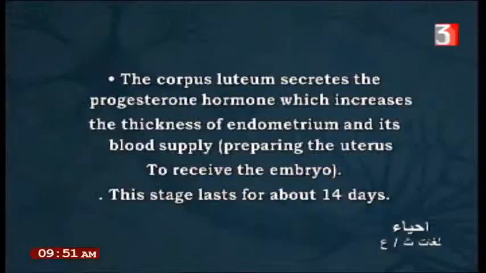The ovum goes out from the vagina, outside the body, and also the wall of the uterus becomes worn out and causes bleeding for the female. Now, what increases the thickness of the endometrium and its blood supply is preparing the uterus to receive the embryo. This stage lasts for 14 days.